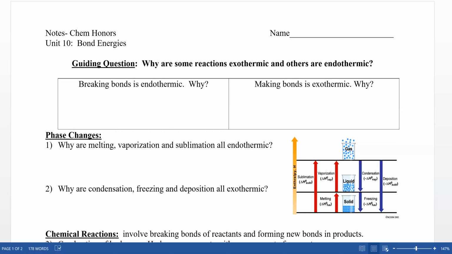Hello, chemistry. Today, our goal is to do these notes that have to do with why some reactions are exothermic, and other reactions are endothermic. So to try to get at that answer there, one thing we need to think about is breaking bonds and making bonds. And one thing that you absolutely must understand is that breaking bonds is always endothermic. So we want to think about why is that the case.